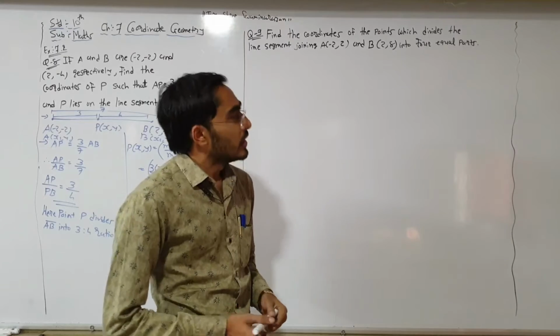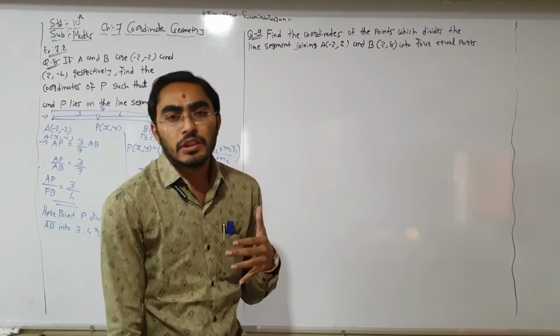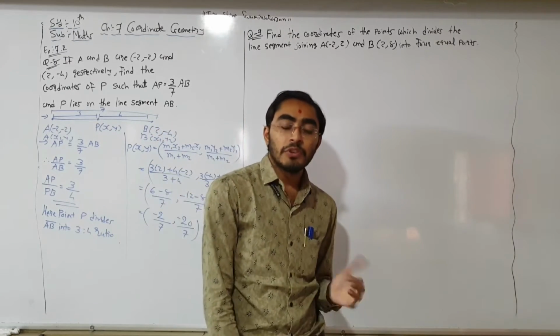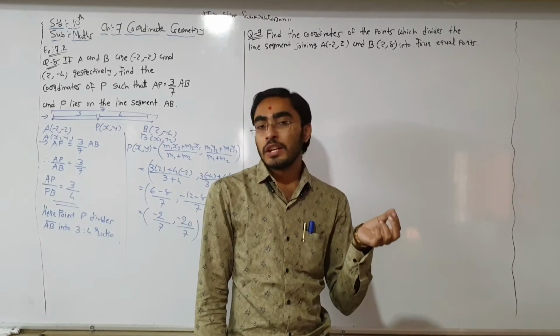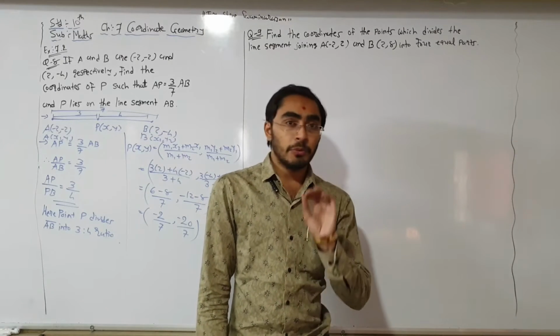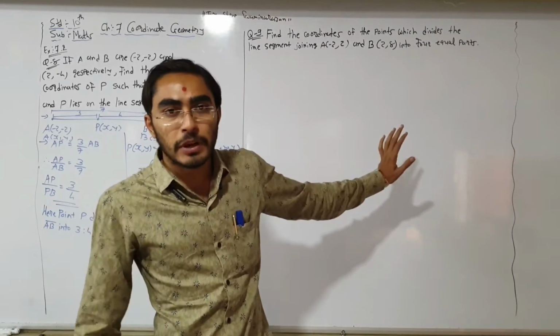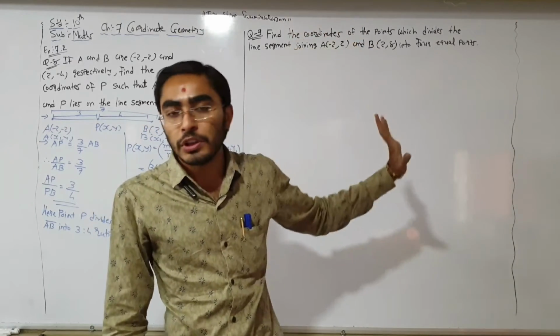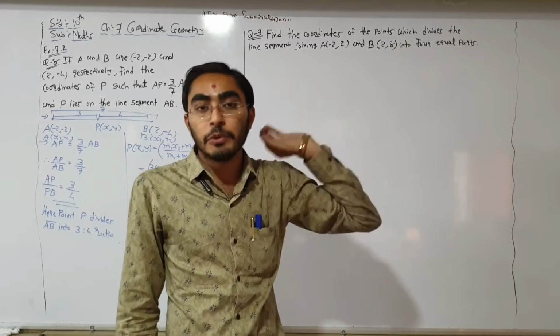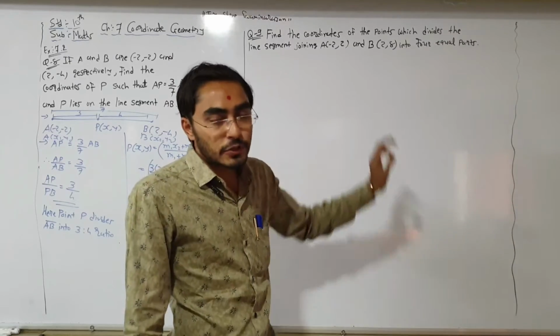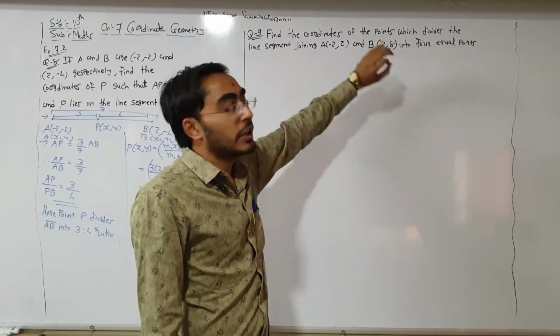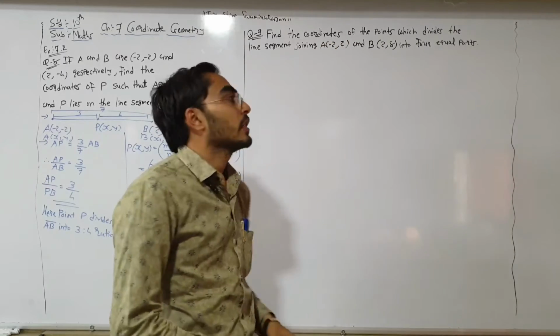Students, in question number 2 we saw how we can find the trisection points. That means making 3 equal parts. Here we need to make 4 equal parts. In question number 2 we solved it for trisection, that means 3 parts. Here we need to make 4 parts of AB.